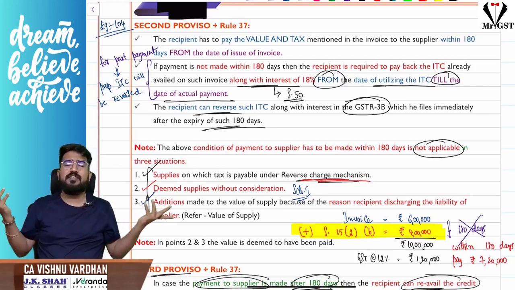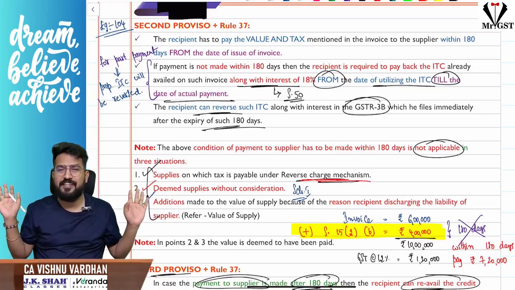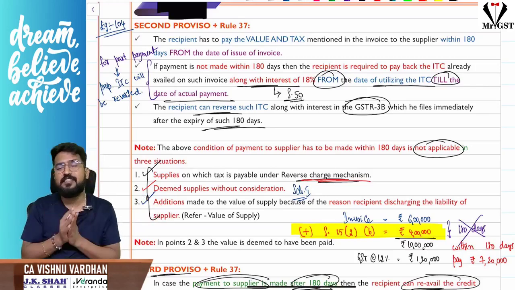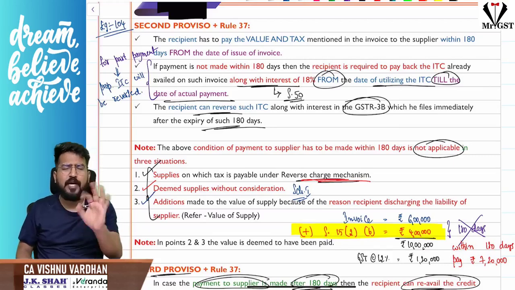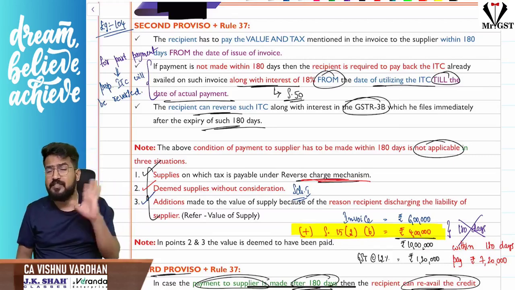You know, for re-availing ITC there is no time limit, correct? Only for availing ITC there is a time limit. Section 16 subsection 4 is not applicable when we are re-availing the ITC. So happily you can re-avail ITC, but interest will not come.